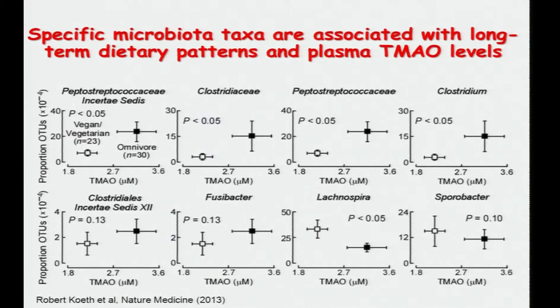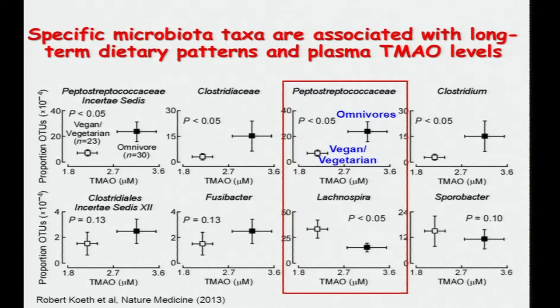Now, when doing the microbial composition analysis from feces, what was seen is that multiple different taxonomic groupings of microbes associated not only with the dietary pattern, but also with the plasma TMAO level. Shown in the red box is an example of two different patterns. The top one is illustrated as a lower proportion of this particular taxa in vegetarians and vegans, and associated with a lower TMAO level. In contrast, Lactospira, a specific genus, is higher in the vegetarians and vegans and associated with lower TMAO. So the chronic dietary pattern had shifted the intestinal microbial composition of the subjects, and this was associated with the altered TMAO level.